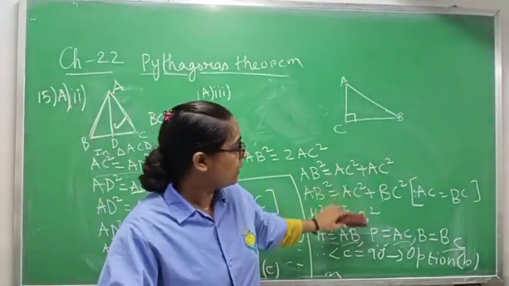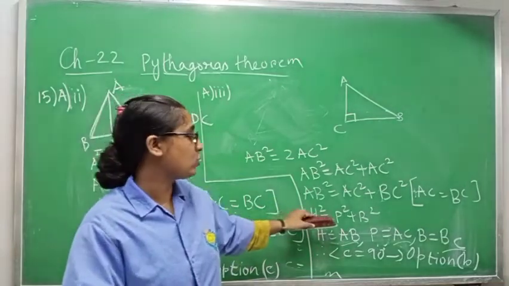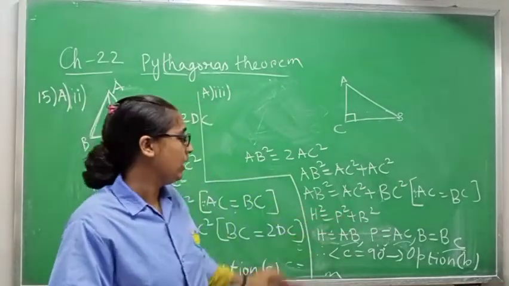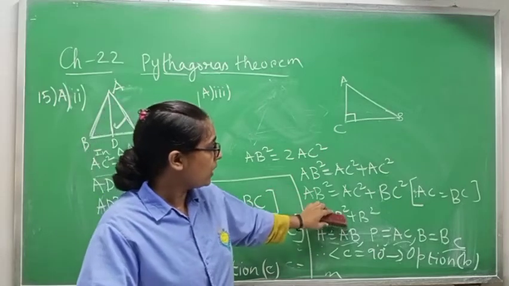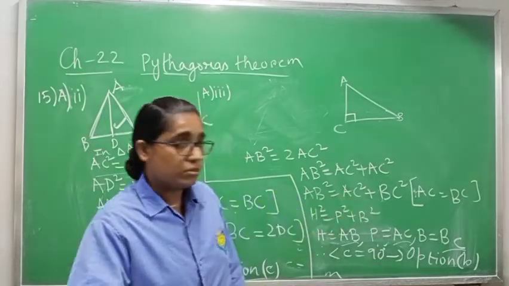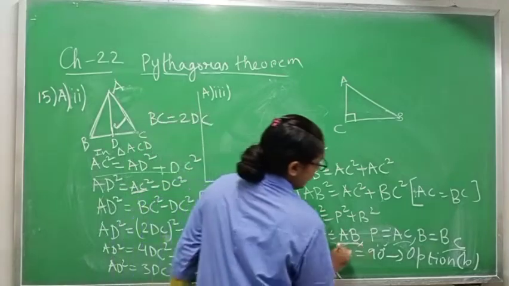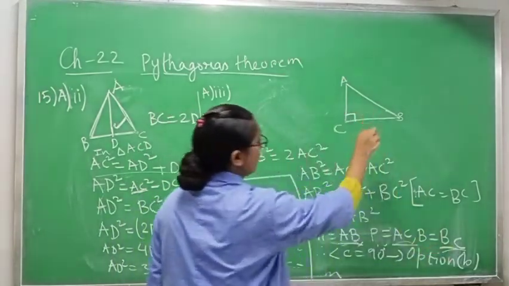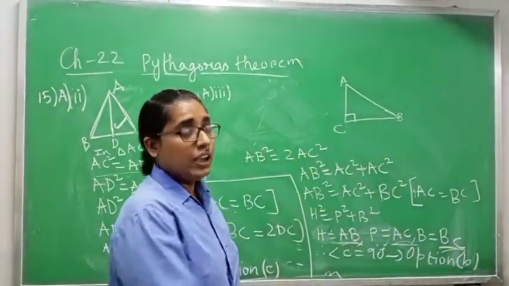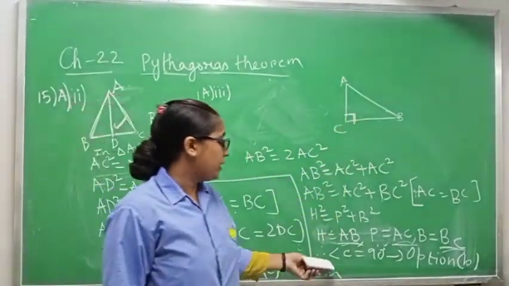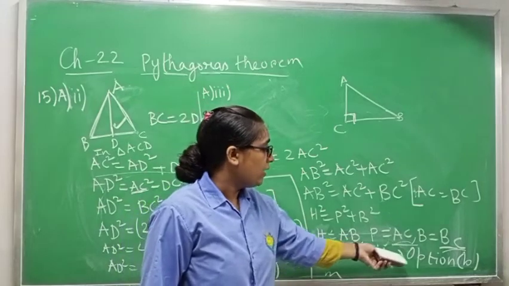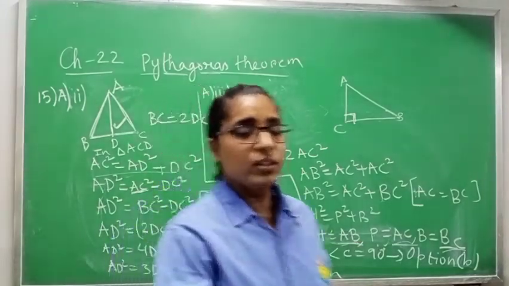Now you can compare this with the Pythagoras theorem, which is H square equals P square plus B square. Now you can say that H equals AB, P equals AC, B equals BC. Now using this side, if you make a triangle, you will get this type of triangle. It shows that angle C is 90 degree. That is why I am writing, therefore angle C is 90 degree. Option B is correct. Complete this one.